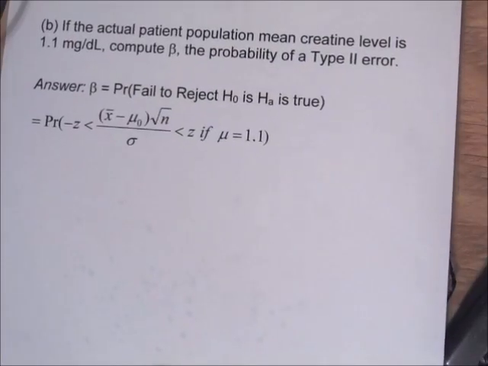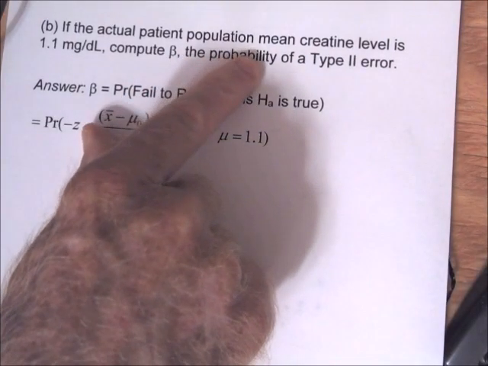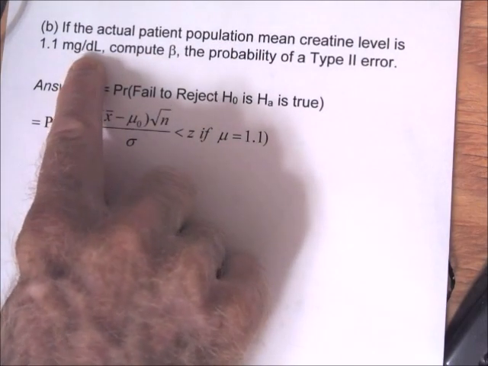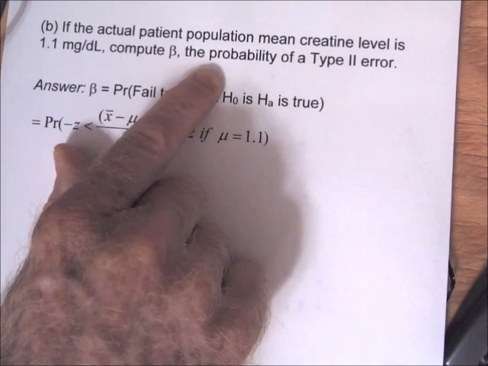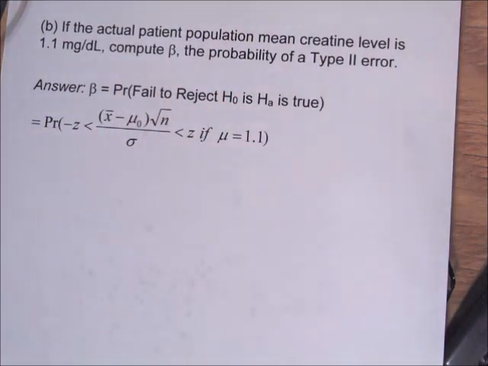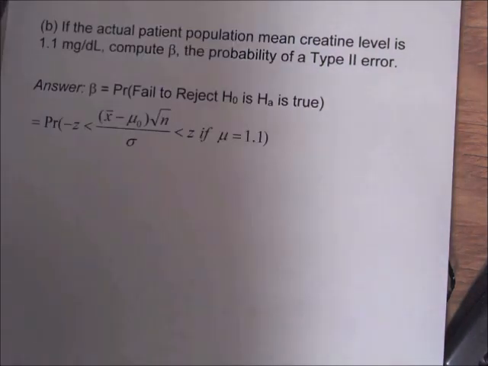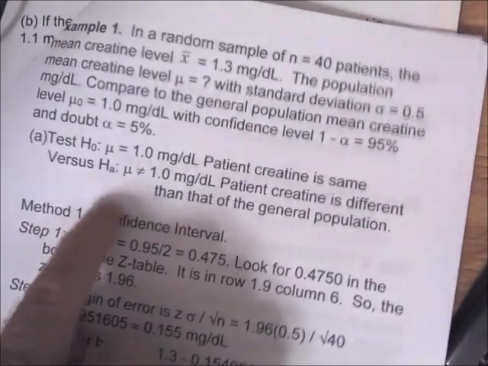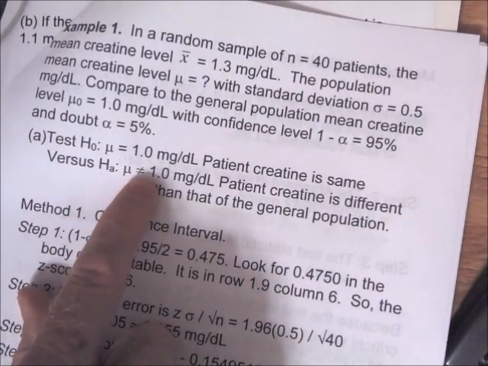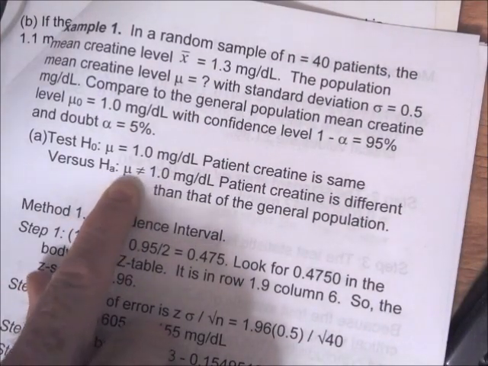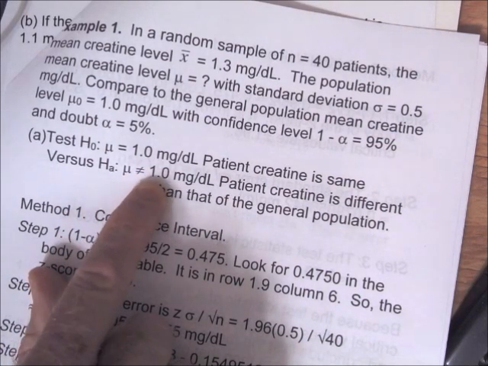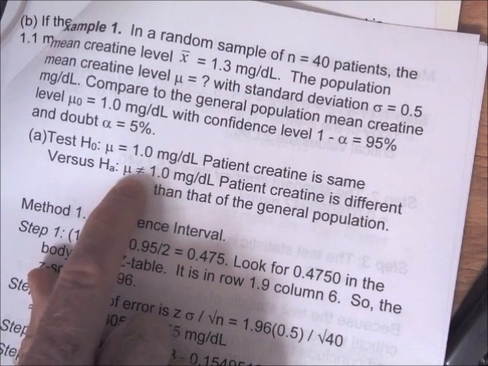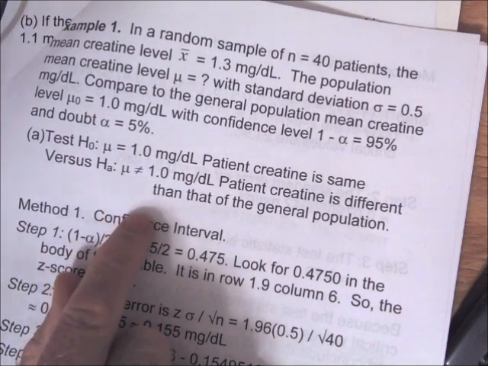Part B: if the actual patient population mean creatine level is 1.1 milligrams per deciliter, compute beta, the probability of a type 2 error. If you recall, when we were setting up the hypotheses, the alternative hypothesis had a not equal to symbol. So we didn't have a specific value of mu under the alternative hypothesis. Mu was anything but 1.0, but it doesn't specify a particular value.